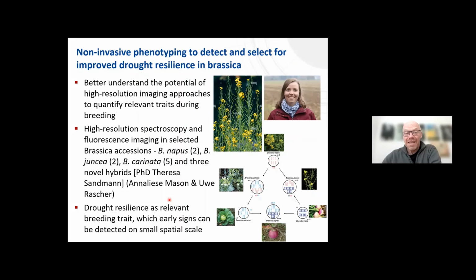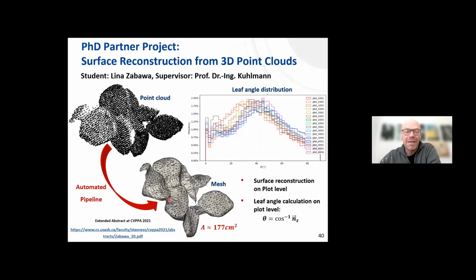Having said this, I do not want to miss highlighting three other projects, which are always called partner projects. There are three PhD projects supervised by Heiner Kuhlmann, and they are also linked to CP1, either methodologically or through the interpretation of the biological data.